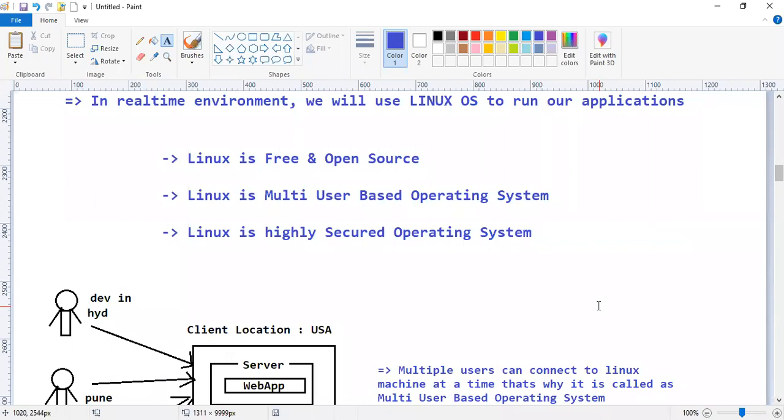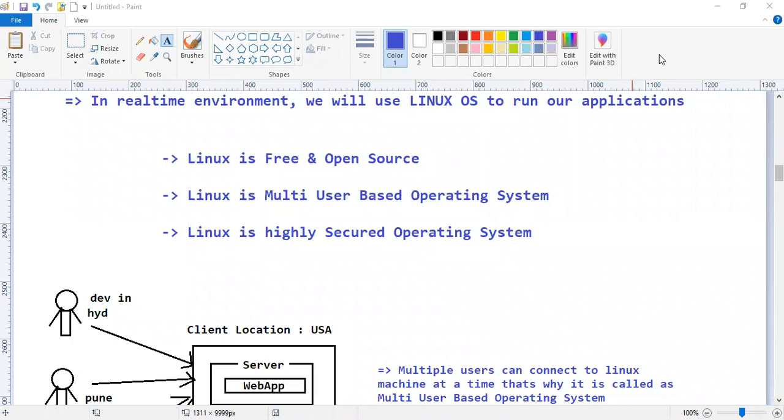Do you need to purchase the license of the Linux, or is it not required? It's not required because Linux is free. Linux is free. And is it providing the security? Yes. If the Linux is not providing the security, why would companies use the Linux?